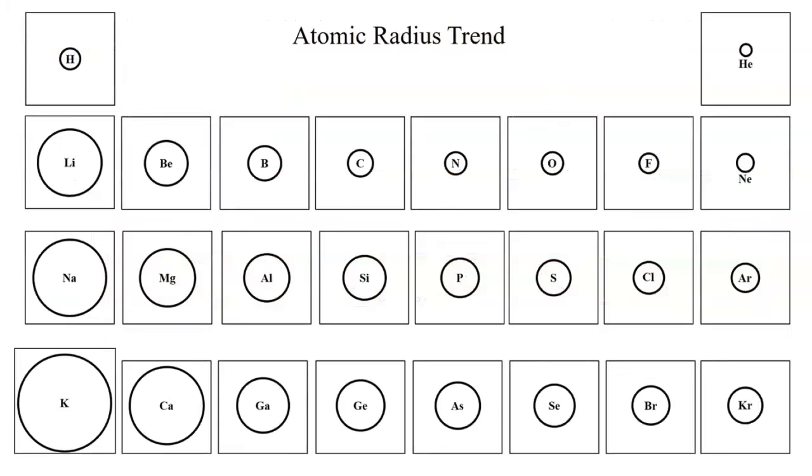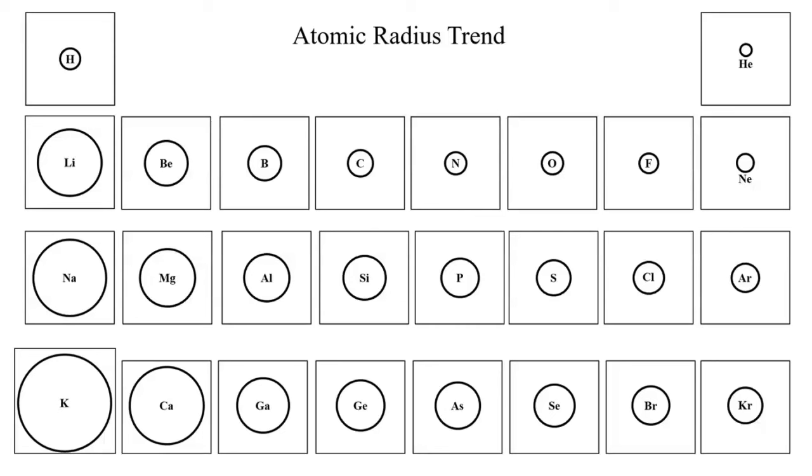So as you can see in this diagram, here is a summary of the atomic radius trend. That as you move from left to right across a period, the atomic radius values decrease, and as you move from top to bottom down a group, the atomic radius values increase.